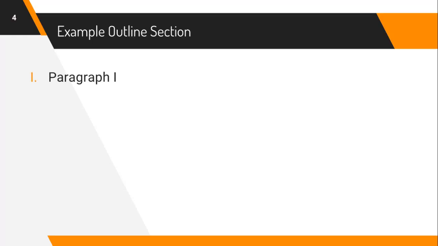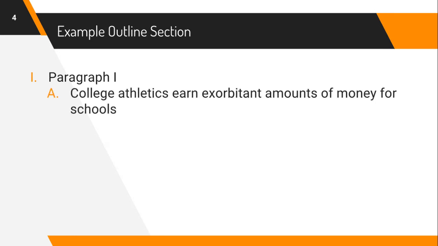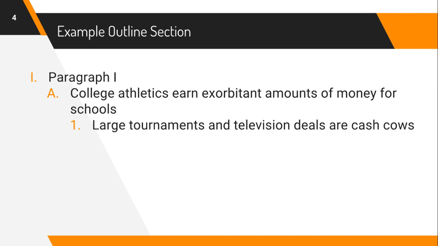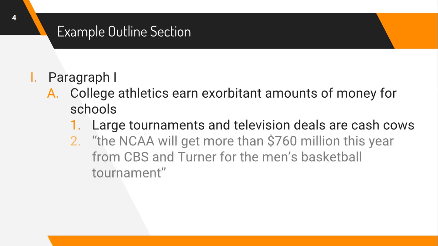So let's look at an example section for an outline. So we will be using the same theme, the same topic that we have for the videos before, which is paying college athletes. So in paragraph 1, my first main point could be that college athletics earn exorbitant amounts of money for schools. And then I could go on to say that there are large tournaments and television deals that are cash cows for the schools involved.